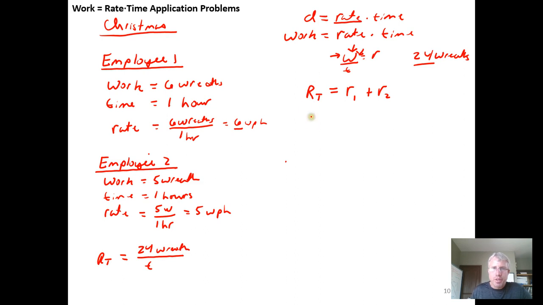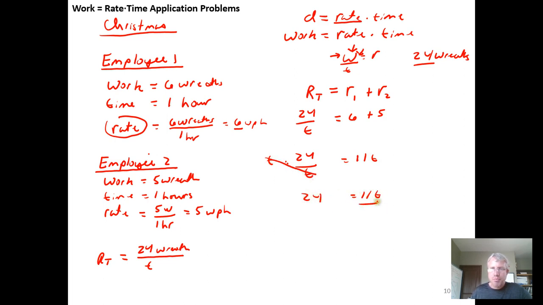And the rate at which you work together, 24 over T, should equal the sum of the rates. And in this case, we know the rate of employee 1 is 6, plus the rate of employee 2 is 5. We get 24 over T equals 11. Multiply both sides by T. We get 24 equals 11 times time, and then we divide both sides by 11, and we get the same thing that we got doing it the other way. We get 2 and 2/11 hours working together.